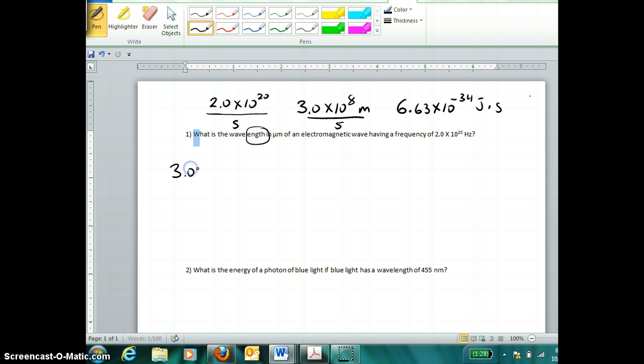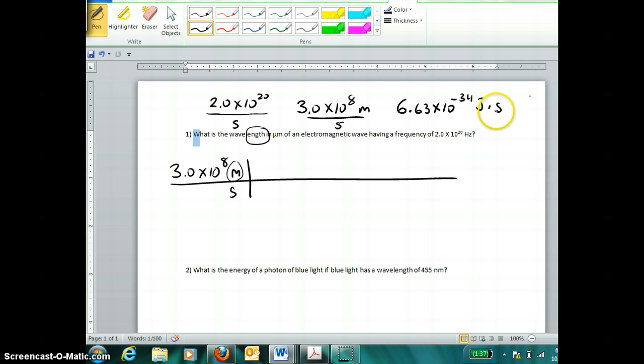So I start with the answer: 3.0 times 10 to the 8th meters per second. That essentially is my answer. However, I've introduced a quantity I don't want in my answer called time. Well, the only thing that cancels a time is a time. And I have a time here in the denominator of the frequency and a time here in Planck's constant.